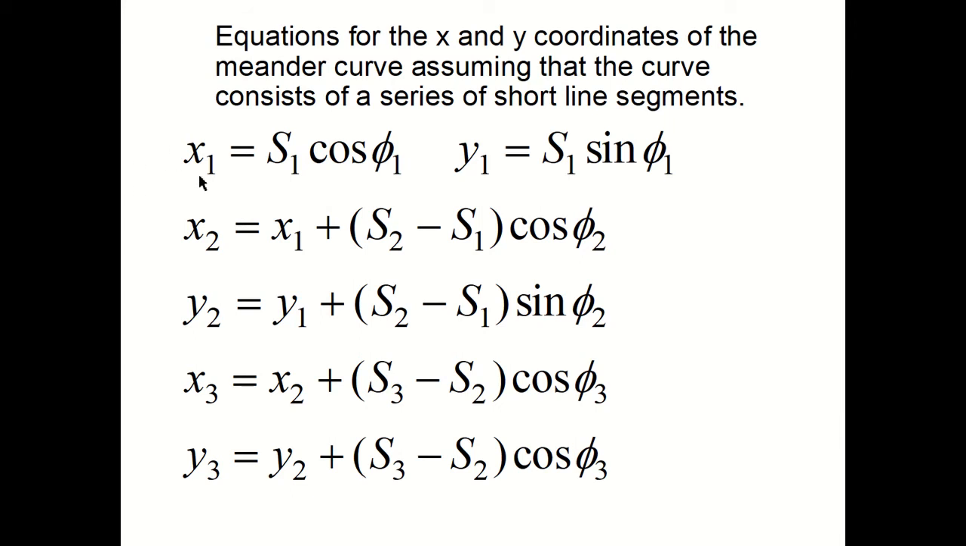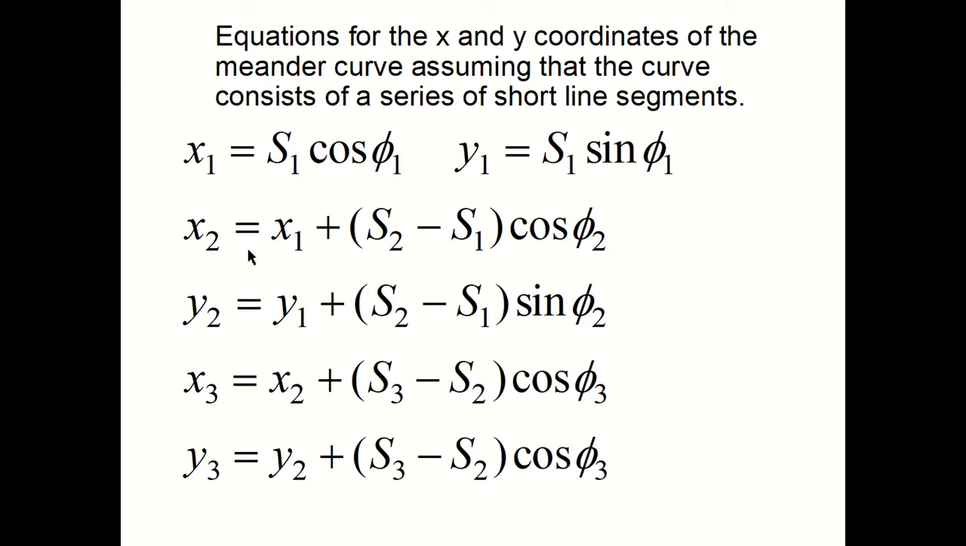As I mentioned, x1 is S1 times the cosine of phi1. y1 is equal to S1 times the sine of phi1. Now if we go to x2, we basically make x1 and y1 the new origin.